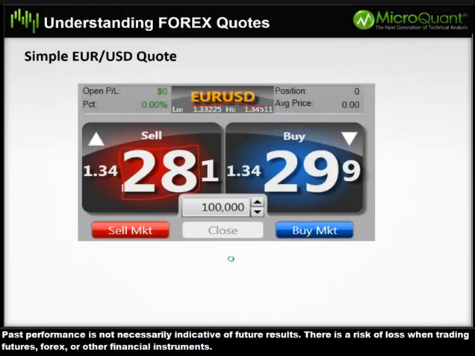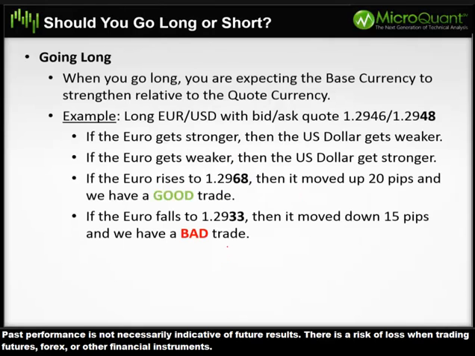So going long or going short. When you're going long, you go long because you are expecting the base currency to strengthen relative to that quote currency. So if you're long the Euro USD with the bid-ask quote right here of 12946 and 12948, you're going long based off that 12948. That's where you're buying it at. If the euro gets stronger, then the US dollar is getting weaker. Likewise, if the euro gets weaker, then the US dollar is getting stronger. That's what's going on with this currency pair here.